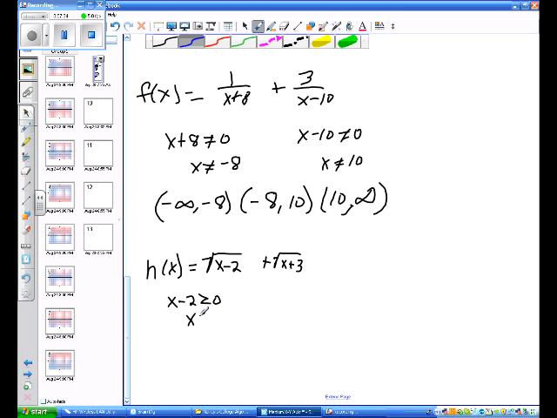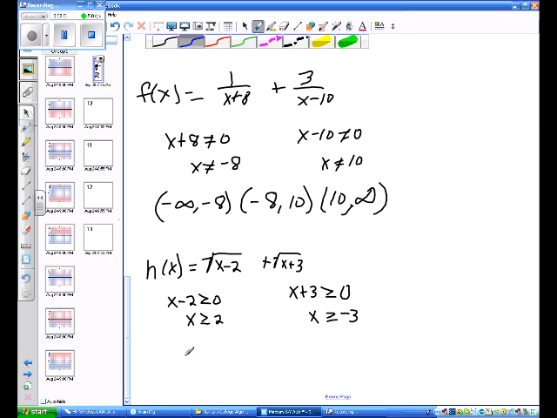So x has to be greater than or equal to 2. If we take our second one, x plus 3 is greater than or equal to 0. So x is greater than or equal to negative 3. Now, it has to be both of these. Our domain is what's in this one and also in this one.